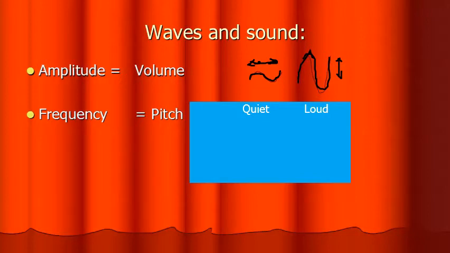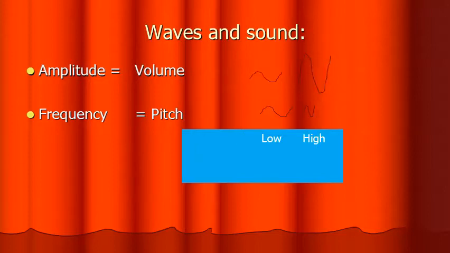So when the amplitude is small, we get a quiet sound. And when the amplitude is big, we get a loud sound. All right? So amplitude affects the volume of the sound. Small amplitude, small volume. Big amplitude, loud volume.